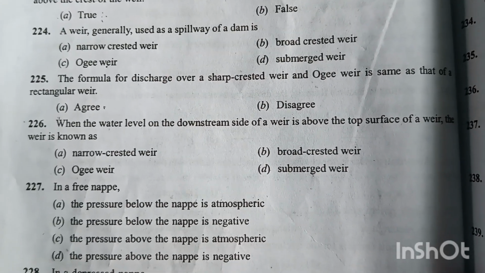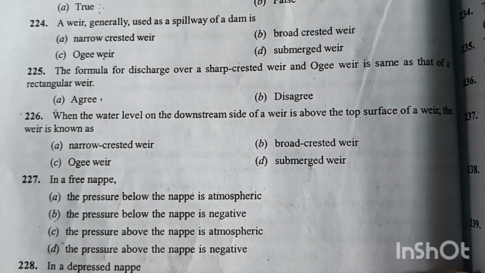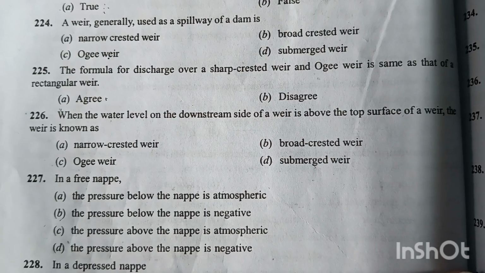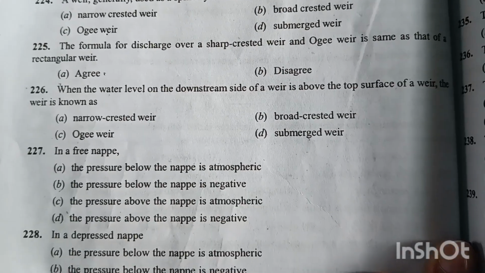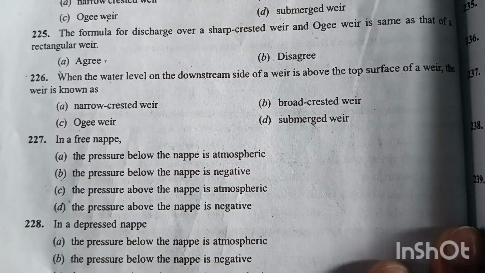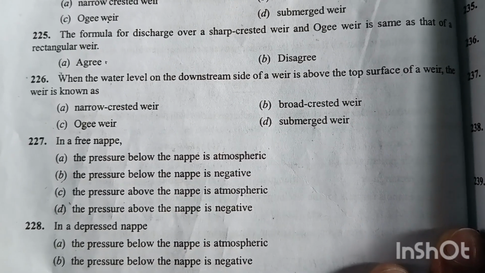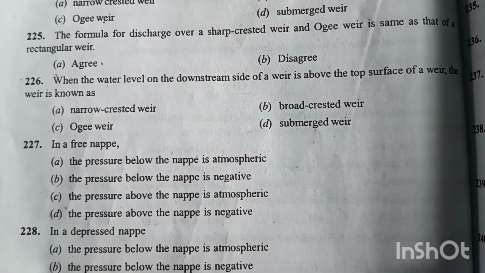Agree. Question number 226. When the water level on the downstream side of a weir is above the top surface of the weir, the weir is known as a submerged weir. Option D is the right answer. Question number 227. In a free nappe, the pressure below the nappe is atmospheric and the pressure above the nappe is atmospheric. Option A and C both are correct.